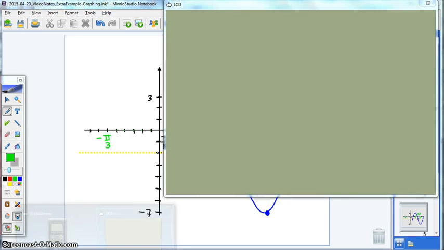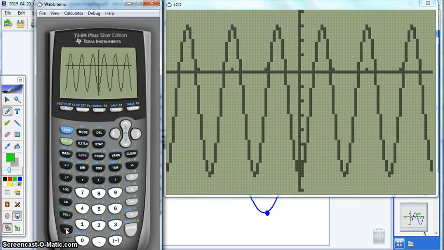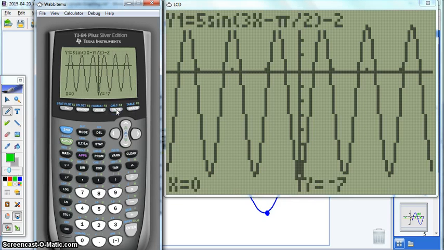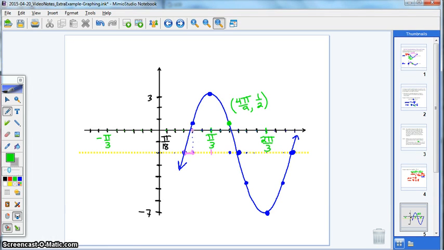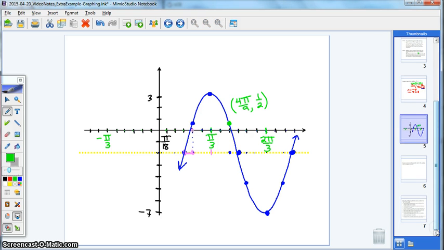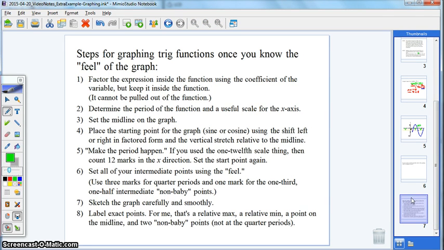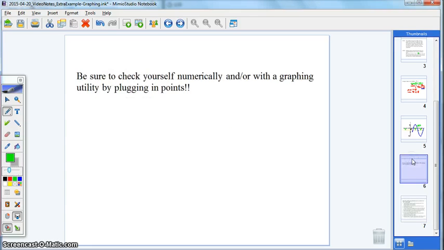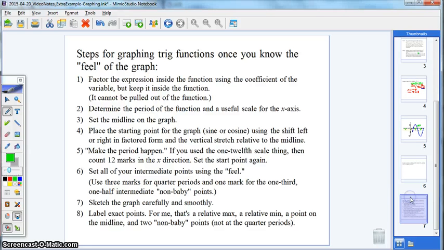Don't forget, of course, that you want to be checking things on your graphing calculator. I have the function graphed here. I've set my window a little bit. I push trace, I type in my 4pi/9, and I see that, in fact, the y coordinate is 1/2. Make sure you check a few of the points. So now what I have for you is a list of how to go through graphing these functions. You can, of course, copy that down. Be sure to check yourself numerically. And then here's that list for how to graph these transformations of trig functions.